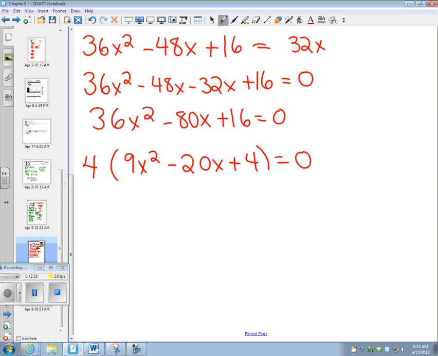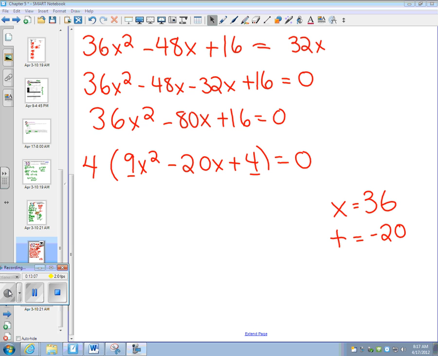Okay, so now what I'm trying to do is solve this. And the way I can solve this is I can factor, I can complete the square, I can use the quadratic equation, or I could also graph. You can use whatever strategy you want. I'm going to try factoring because I like factoring. So I need two numbers that multiply to be 36. Remember, that's 9 times 4. And they have to add to be negative 20. Oh dear. What two numbers are those?